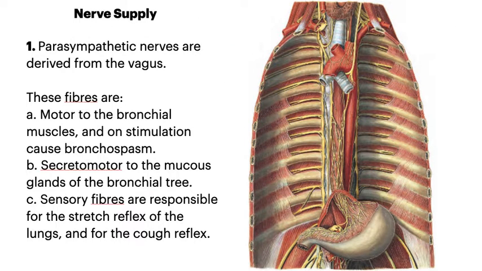Nerve supply. The parasympathetic nerve supply to the lungs, here removed, is by the vagus. This is the vagus nerve over here. These parasympathetic fibers are motor to the bronchial muscles, that is, stimulation of the vagus nerves causes bronchospasm. They are secretomotor to the mucous glands of the bronchial tree, increasing secretions. And sensory fibers are responsible for the stretch reflex of the lungs and for the cough reflex.